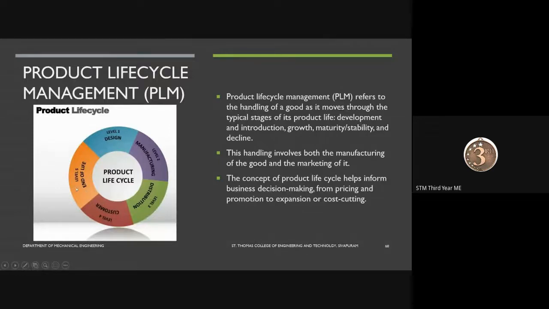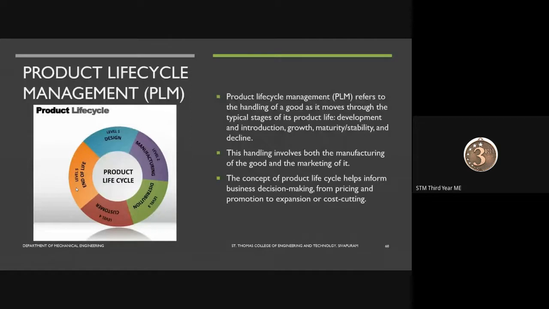There were four stages of that, from the growth stage to the decline stage, which we have already discussed. So basically, product life cycle management comes from controlling this product life cycle or forecasting the product life cycle. That is the key concept of product life cycle management.